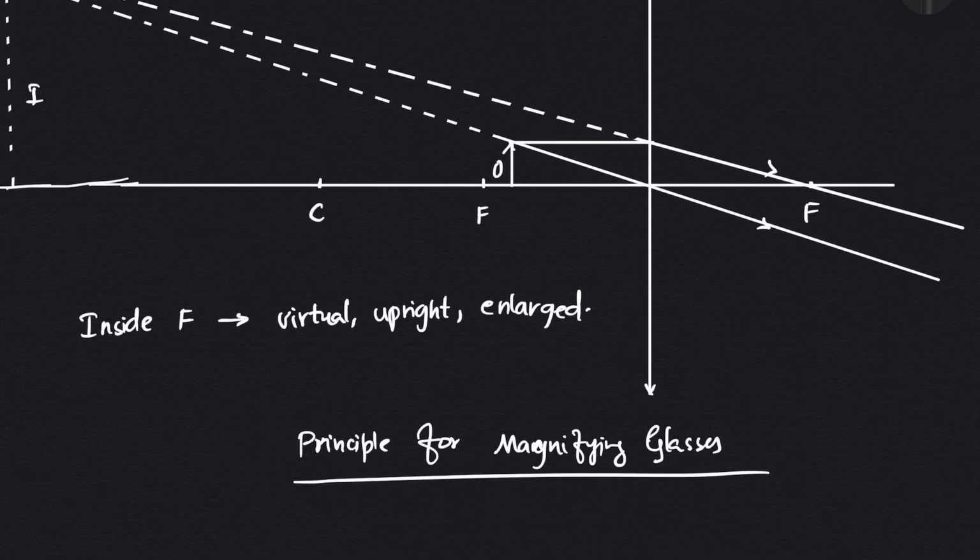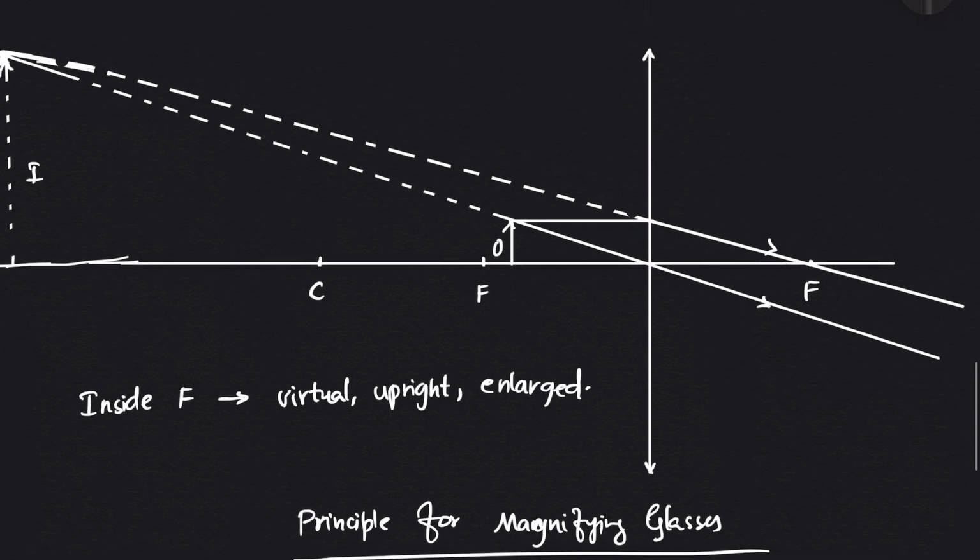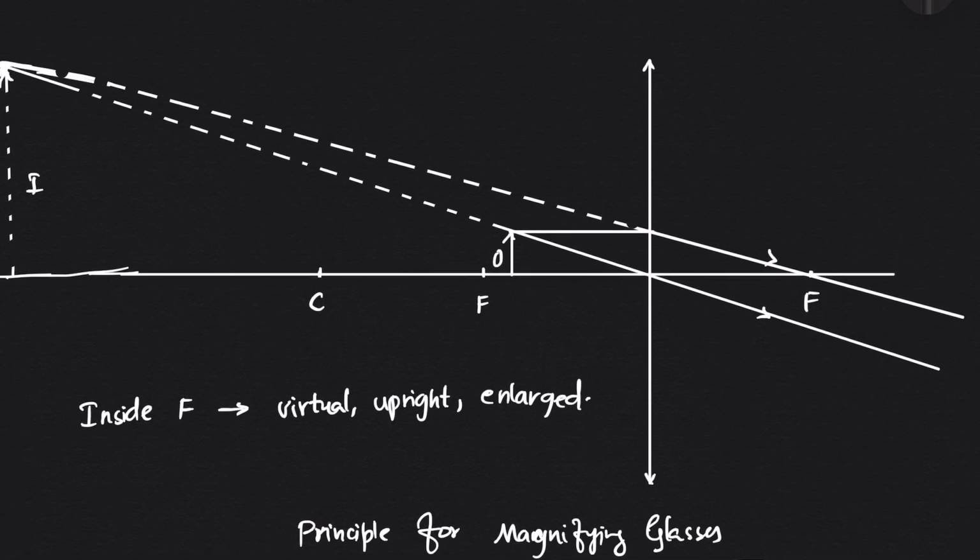This is the reason why magnifying glasses can enlarge an image even if it's a small image, right? So you use a large convex lens, a large converging lens, and this converging lens actually enlarges the image to a really high point.